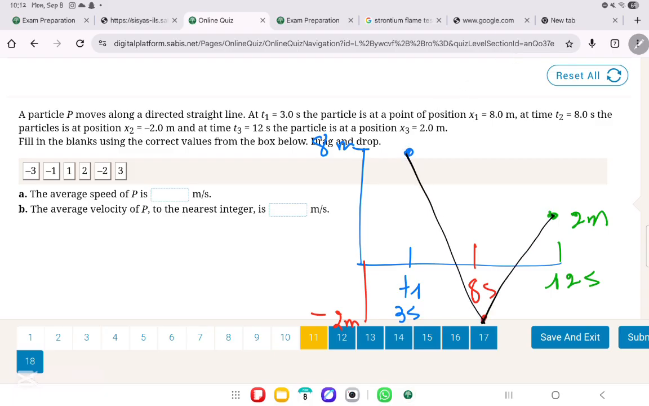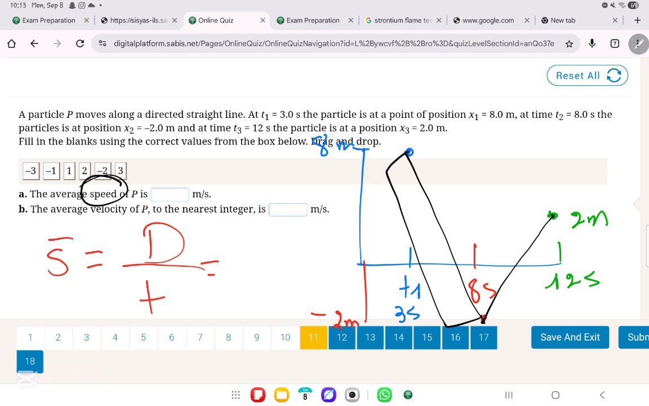Okay, now the average speed of P. What is the average speed? First of all, we know average speed is equal to the distance over the time. So what is the total distance covered? It is the length of the path covered by the particles. In this case, it moves from 8 meters to minus 2 meters. What's the distance here? This is 10 meters.